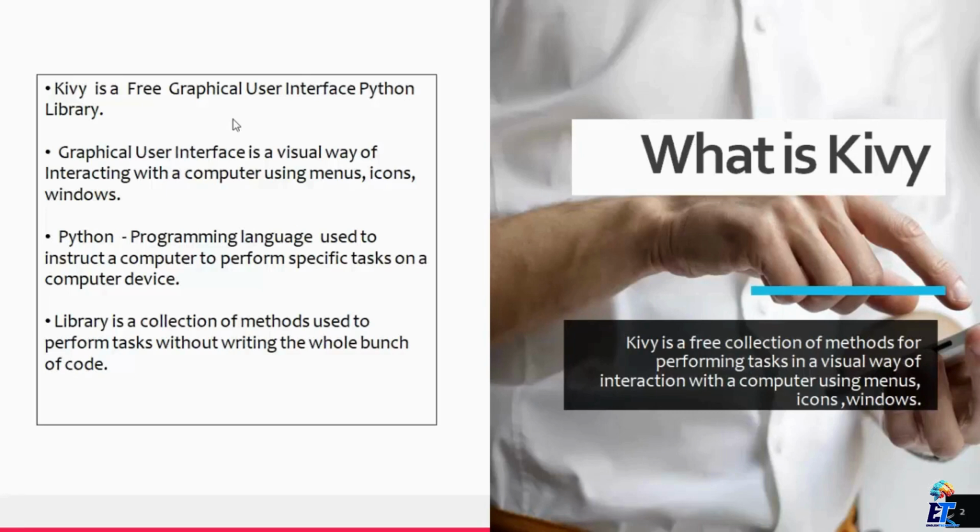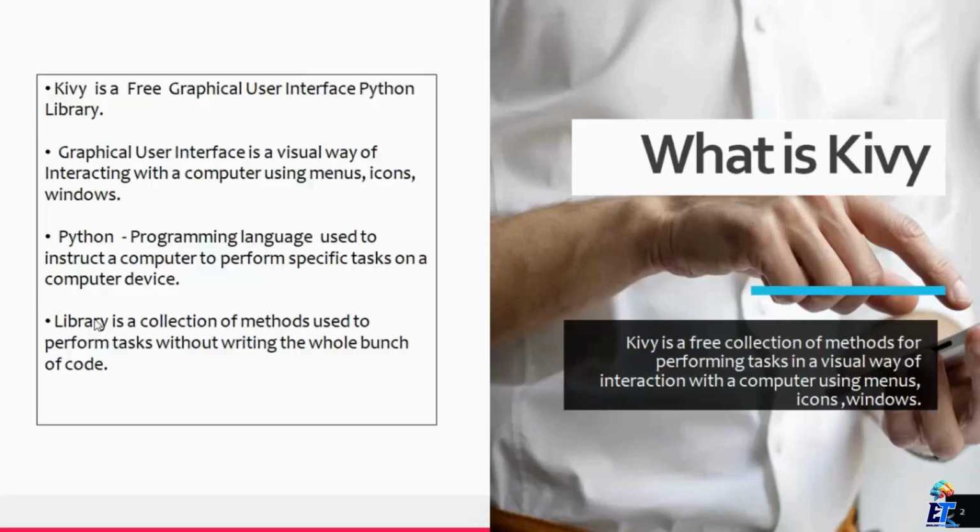Where is the Kivy library available? It's available in Python, which is a programming language that instructs a computer to perform specific tasks by writing down code. For those who are beginners, I'd like to explain what a library is. A library is a collection of methods used to perform tasks without writing a whole bunch of code.